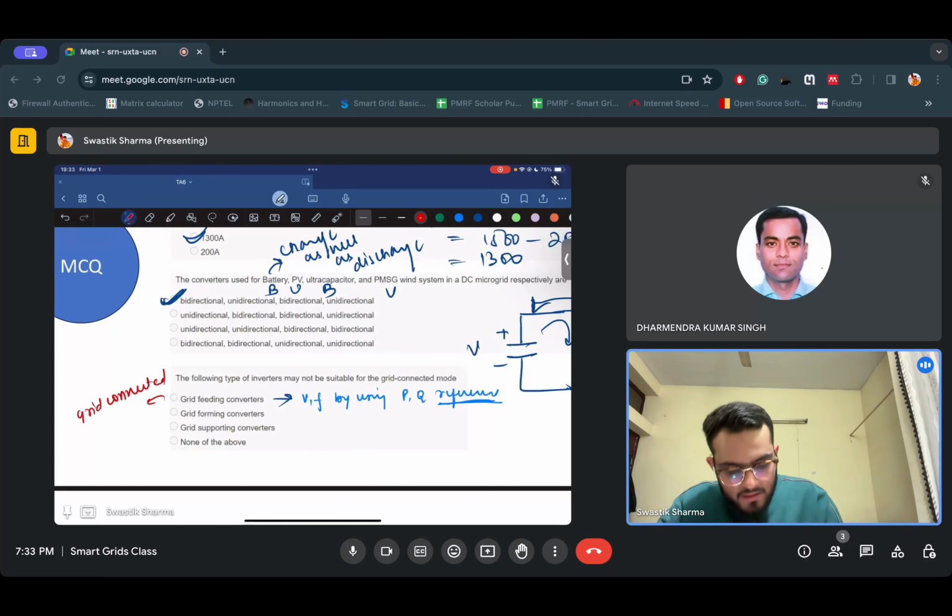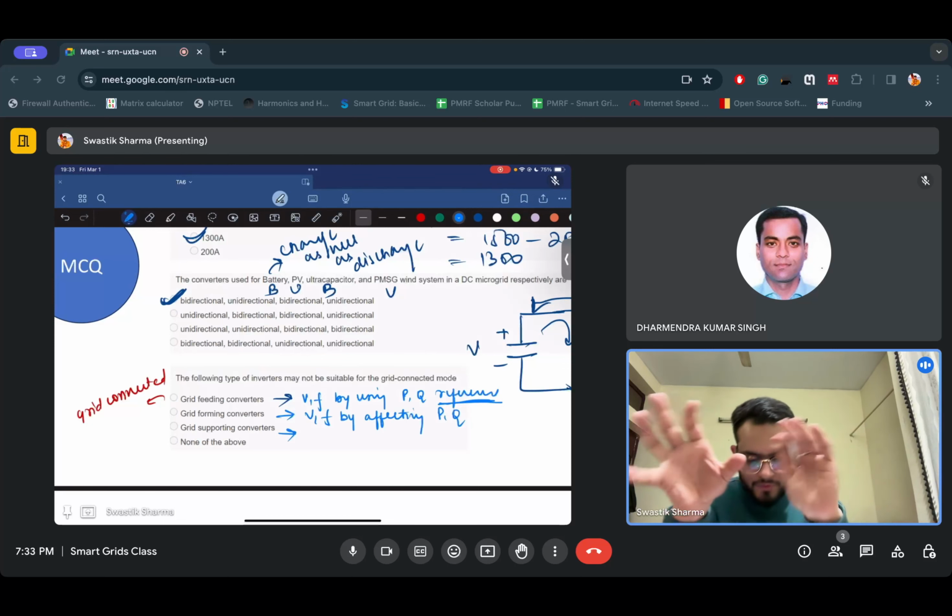The grid forming converters, on the other hand, are the ones which come up with this voltage and frequency. These maintain this voltage and frequency by affecting changes in PQ only, but they don't require a reference because they set the voltage and frequency of the whole system. So these don't need to be in grid connected mode.